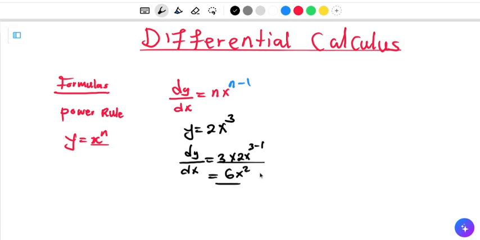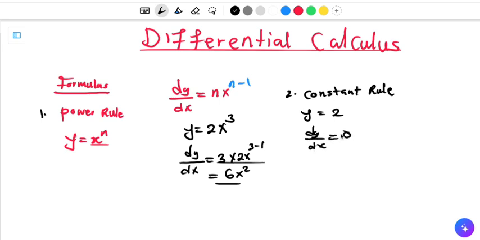Now what about the constant law? When it comes to the constant law, we are talking about a constant number. What is going to be the dy/dx of a constant number? The dy/dx of a constant number is 0. So when you have y equal to 2 or any number, whenever that thing that you have been given is a constant, the dy/dx is going to be equal to 0. So the dy/dx of a constant number is 0.